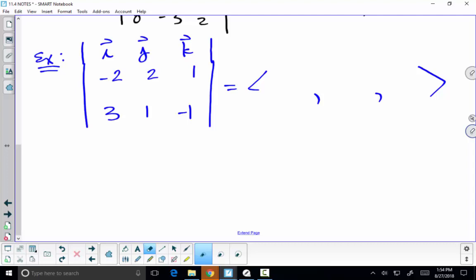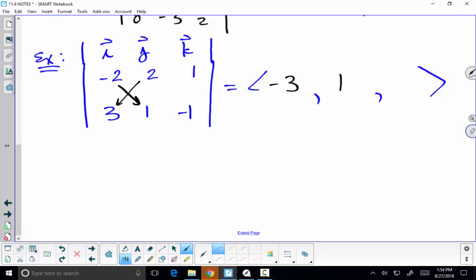First component, anyone? -3? Yep. Everyone agree? So we did the main diagonal minus the other diagonal. So main diagonal, and then subtract off the product down the other diagonal for that little minor. And then we go to J, cross that out. 2 minus 3 is -1. Switch the sign.